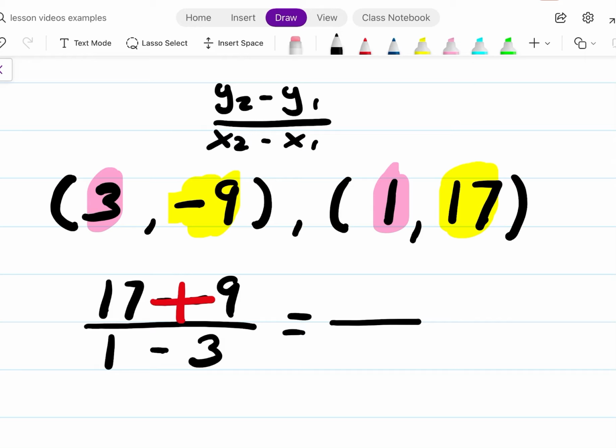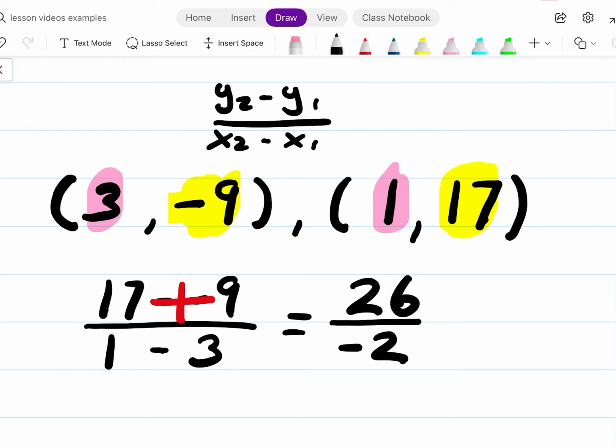So the top right now, 17 plus 9, because 17 minus -9 is the same as 17 plus 9. That is a positive 26. And on the bottom, we have 1 take away 3. So if you have a positive 1, you need to take away 3, you know that it's going to go into the negative. So it'd be 1 minus 3 would be a negative 2.